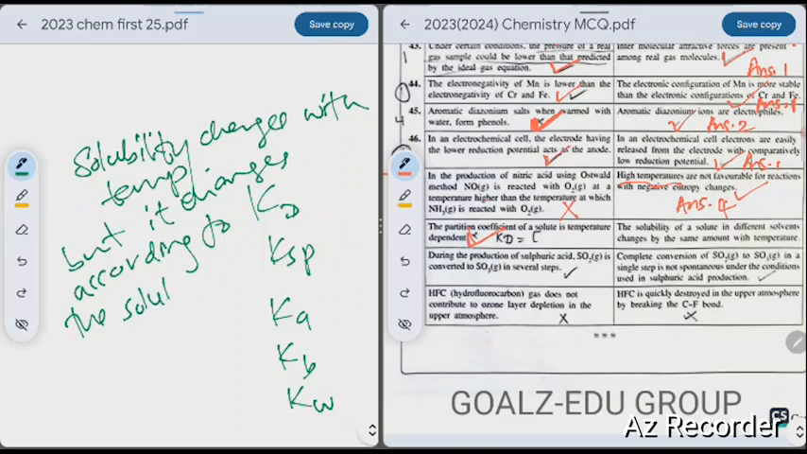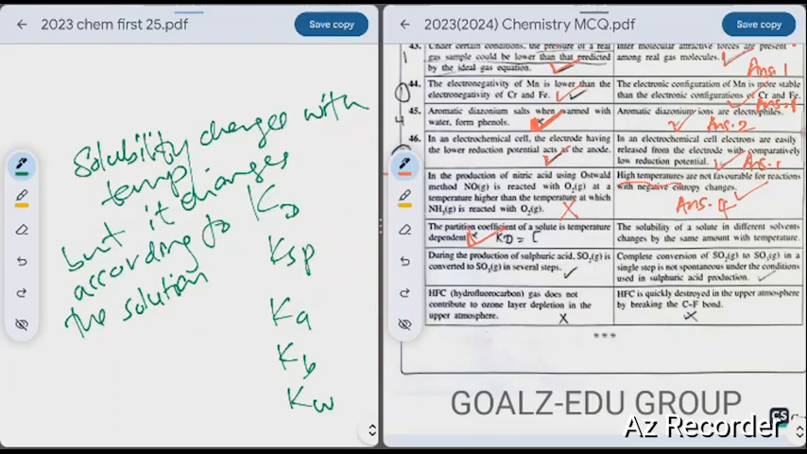So, we can't say that every solvent changes its solubility by the same amount with temperature. No. It depends on the solution, because from solution to solution they have different intermolecular interactions. Therefore, the solubility changes from solution to solution. Therefore, solubility changes with temperature.